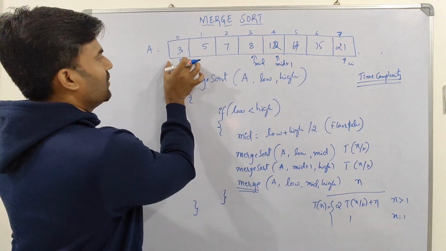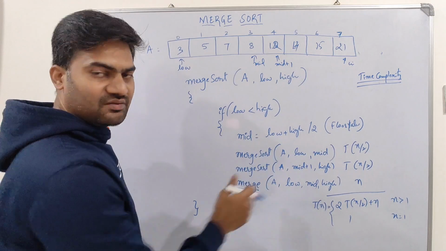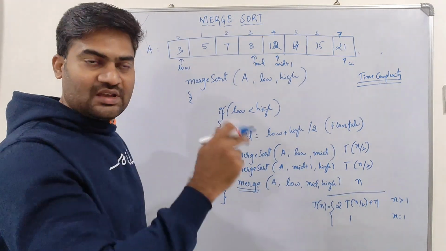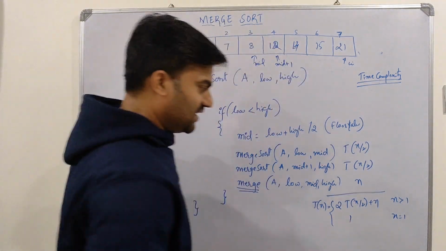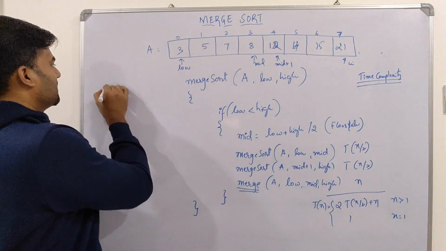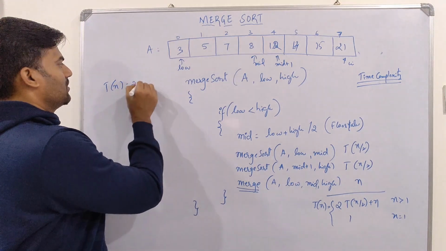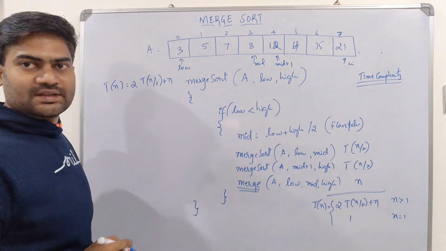It becomes 1 when n becomes 1. When we have only one element, that time we stop, right? So there is no work done there, and from there we start merging the elements back. So this is basically our time function, which is T(n) equal to 2T(n/2) plus n.